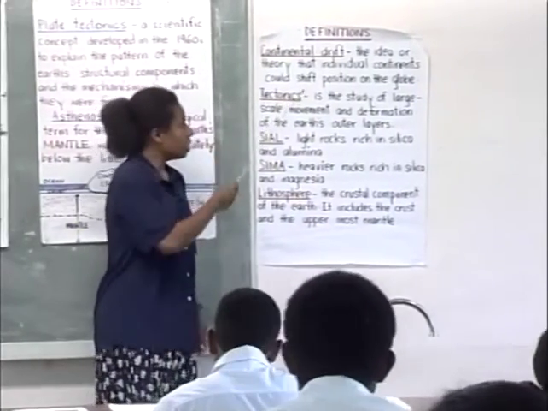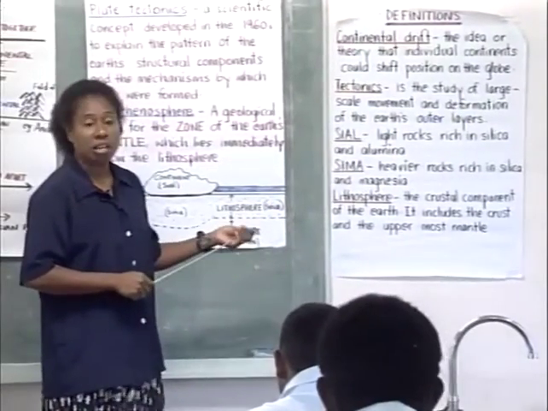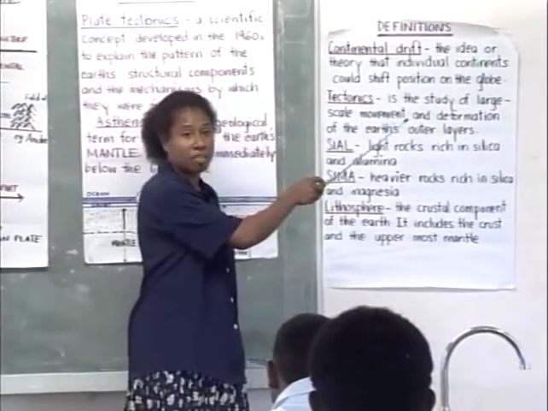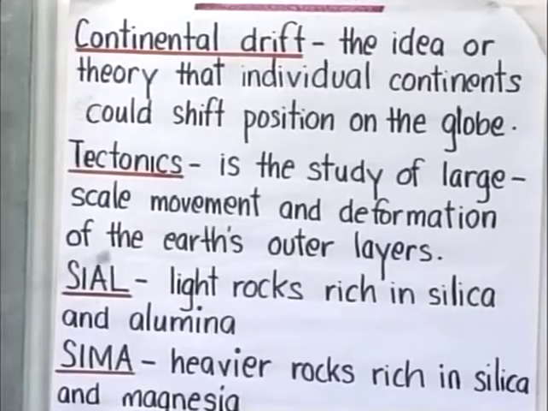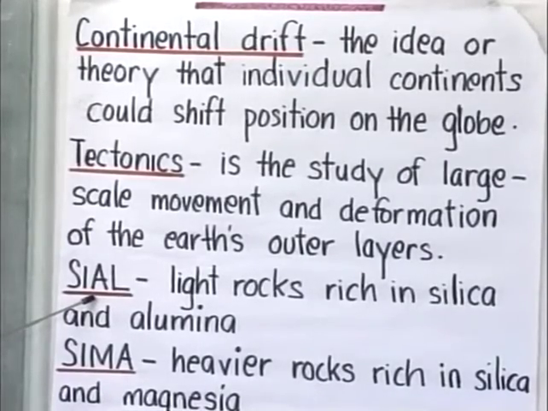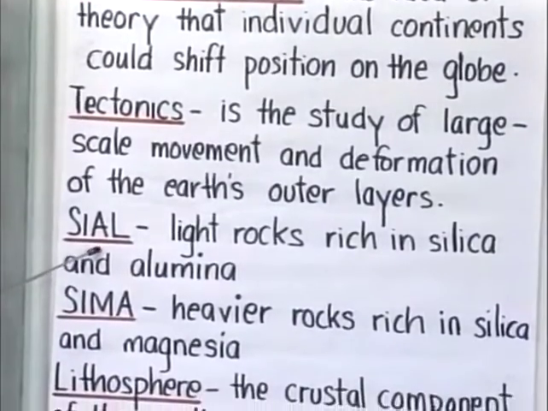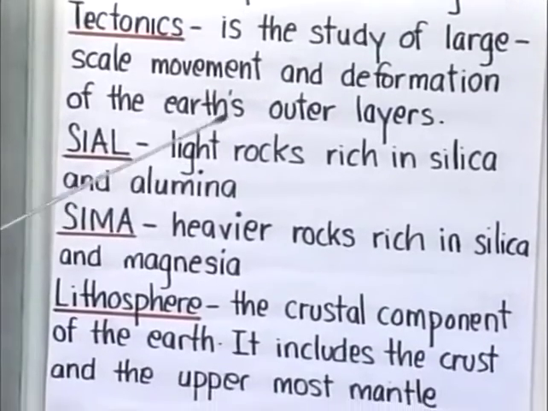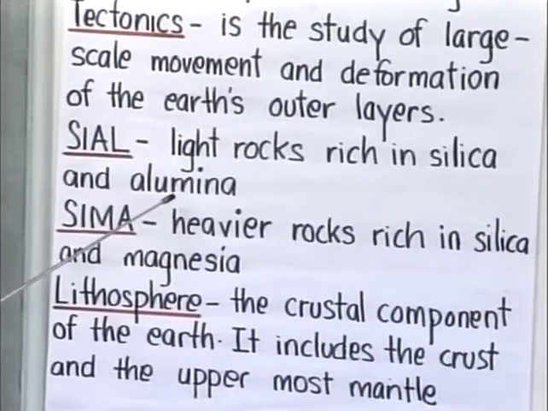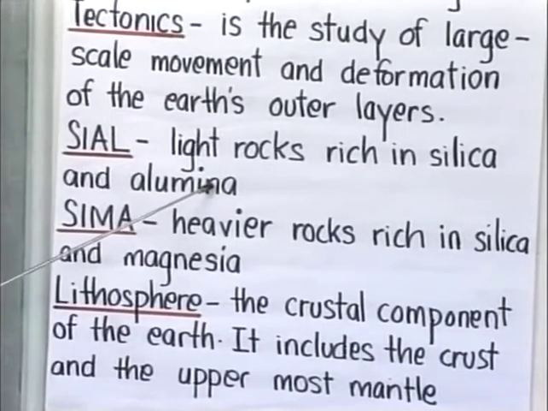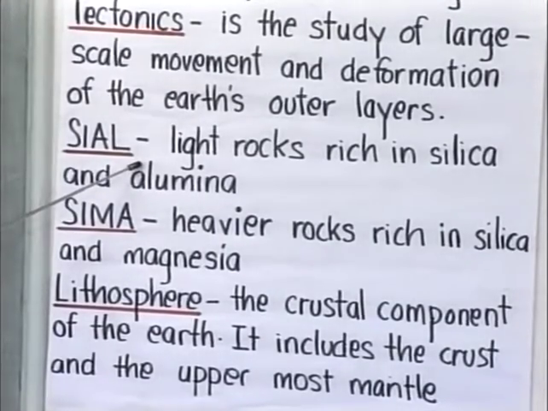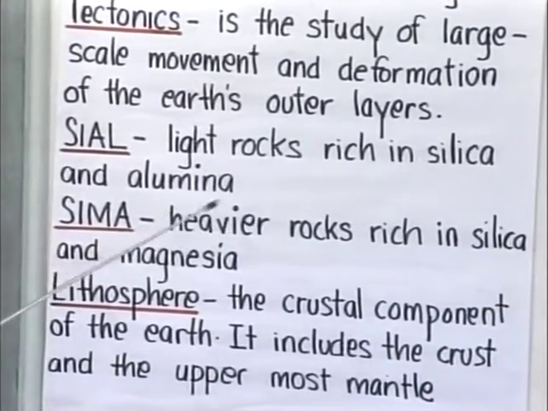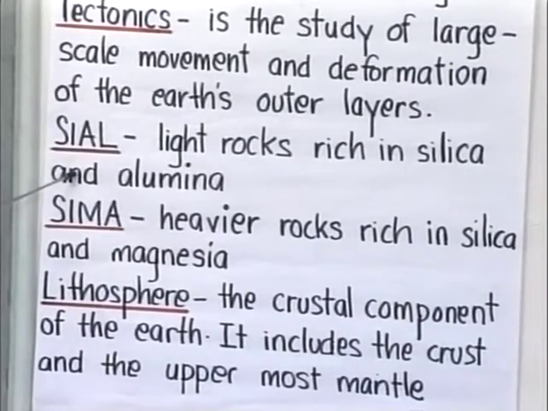Tectonics, note, is the study of large-scale movement and the formation of the Earth's outer layers, mainly the lithosphere we're referring to here. You also note that by this time you would already have come across a word called sial. Generally this word is to do with the light rocks which are rich in the minerals silica and alumina. That's why you have Si for silica and Al for alumina. Those rocks which make up the continents are mainly composed of silica and alumina, therefore it is referred to as Sial.